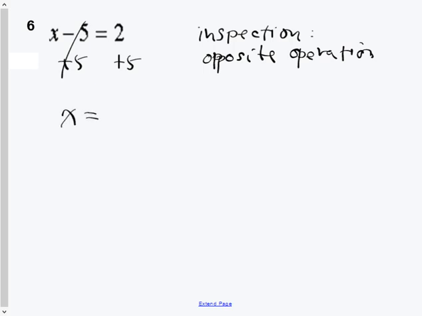That's going to create a 0 pair. I'm going to be left with x, which is isolated. And a positive 2 and a positive 5 make a 7, or a positive 7, and I get the same solution of x equals 7.